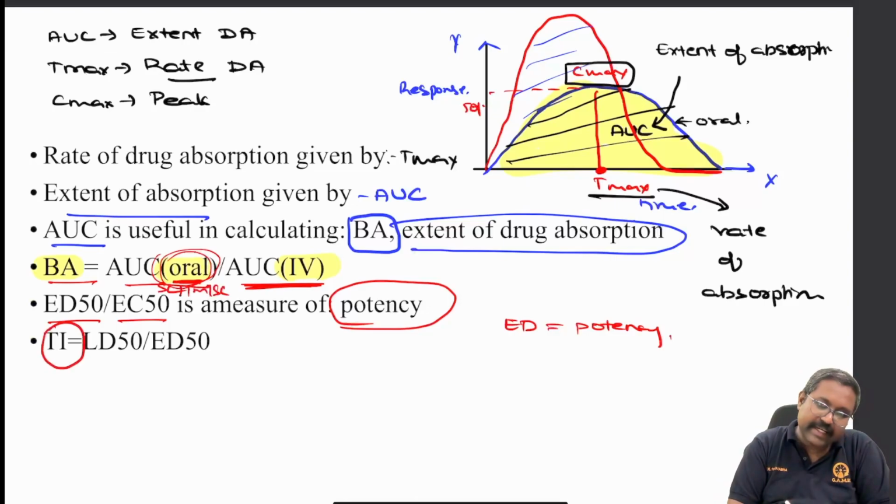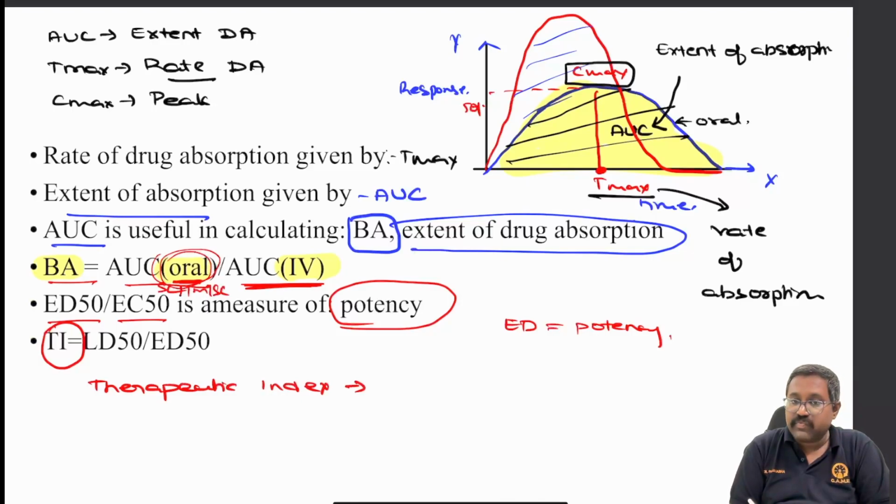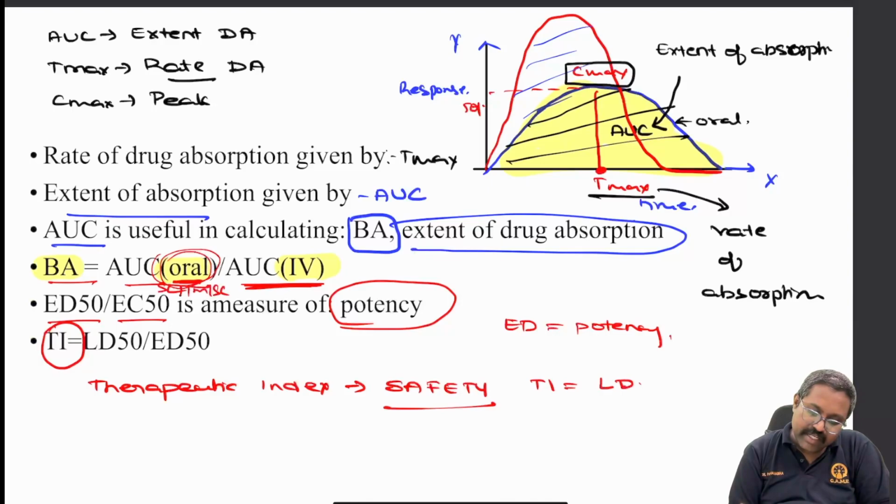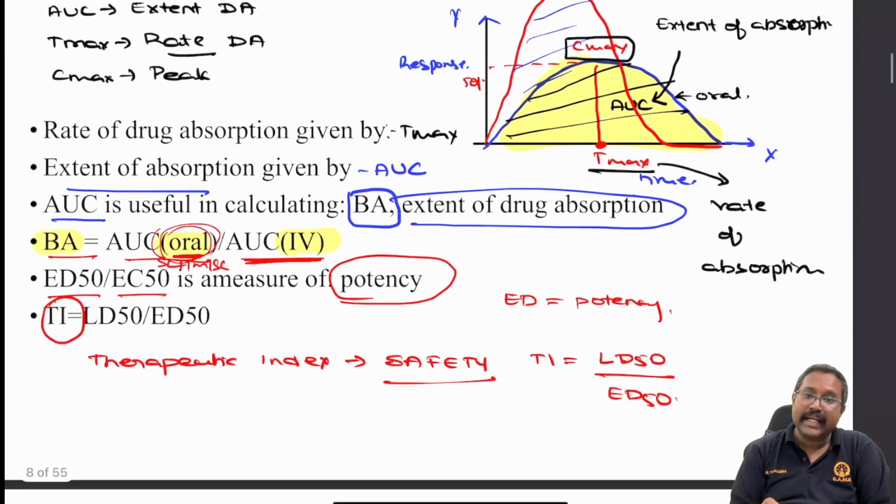So next is the TI. What does TI stand for? TI stands for the therapeutic index. What does therapeutic index tell you about? Therapeutic index will tell you about the safety of the drug. Please remember, it will give you the idea about how safe the medication is. So how to represent this? It is represented by TI equals LD50 divided by ED50.